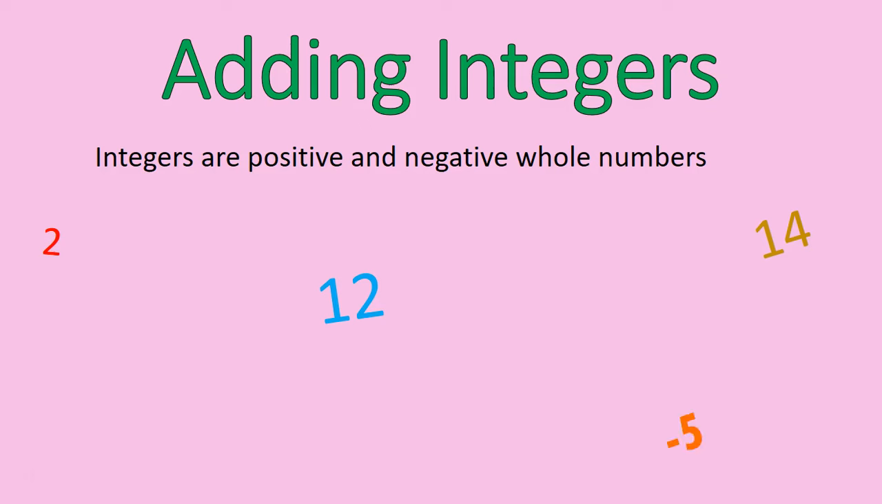There are also some negative numbers that are part of it. Negative 5, negative 4, negative 13. So positive and negative numbers make up the scale of what integers are. Integers do not include decimals and fractions, but they do include positive and negative whole numbers.